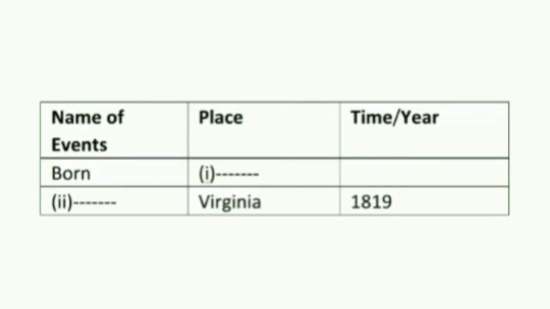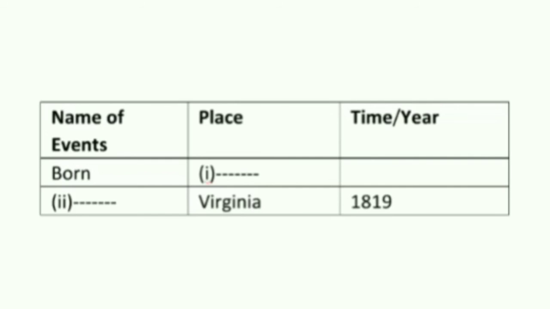Then, in gap number 2, you have to collect the name of the event. Here's the clue: that is Virginia. And here also you will get another clue, that is 1819. That means, what happened in 1819 in Virginia? Lincoln's mother died. Yes, you are right.